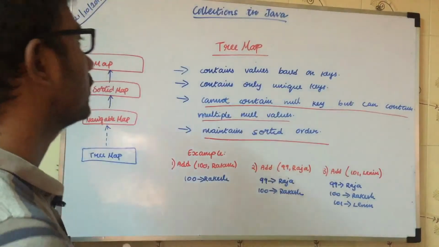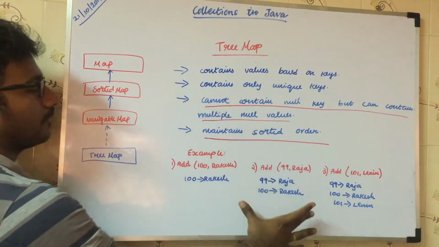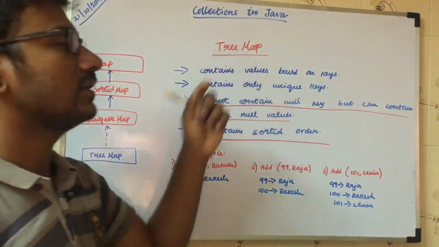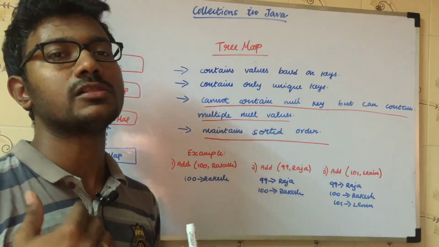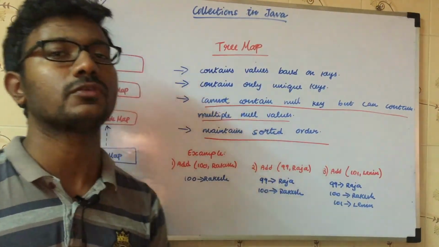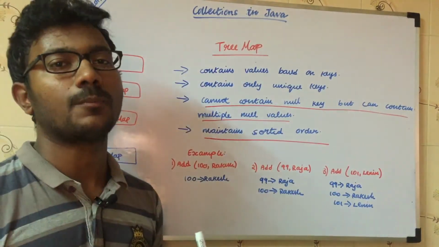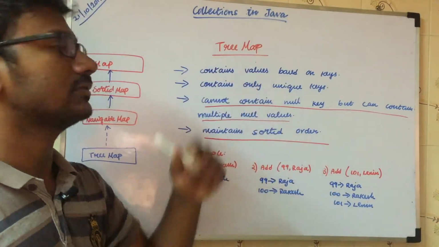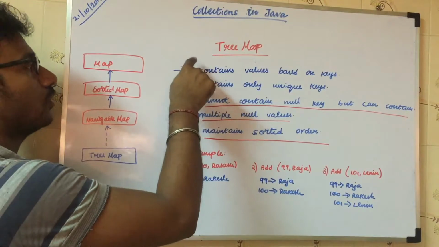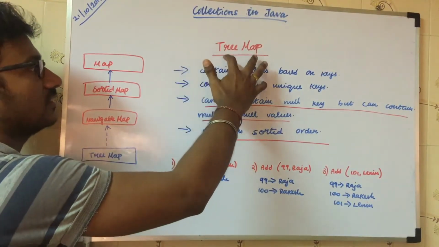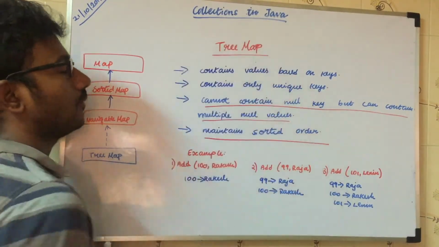So thanks for watching. Now we are going to see the tree map properties, tree map class interface diagram, and tree map example. Tree map is one of the implemented classes of the map interface. So all the abstract methods that are present in the map interface would be implemented in this implemented class. The map interface properties also suit the tree map properties.